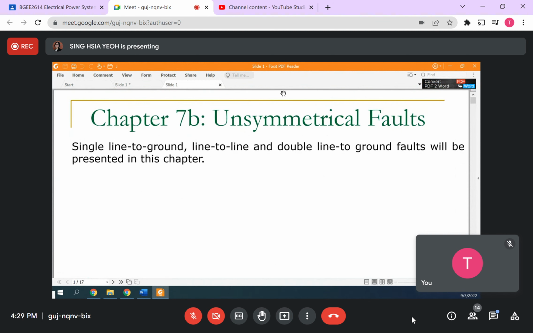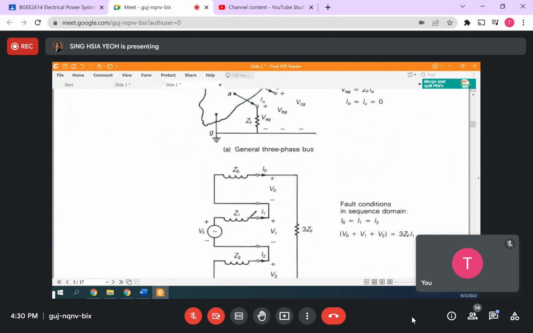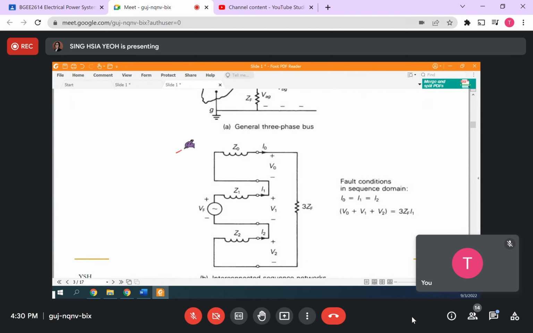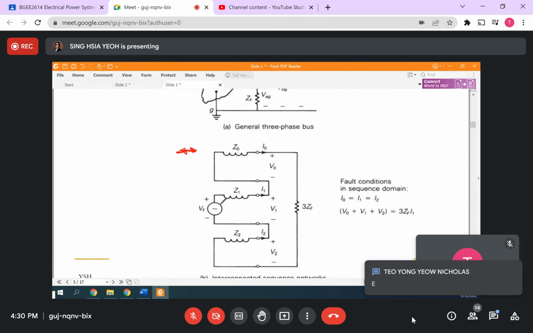Basically for the unsymmetrical fault you have three conditions: single line to ground, line to line, and double line to ground. So single line to ground will be this one. This is the diagram that you need to memorize if it is a physical exam. Yes, it's like a reverse E. Very easy, right? And this is only a series circuit. Normally the ZF value is not given, which means you just short here.